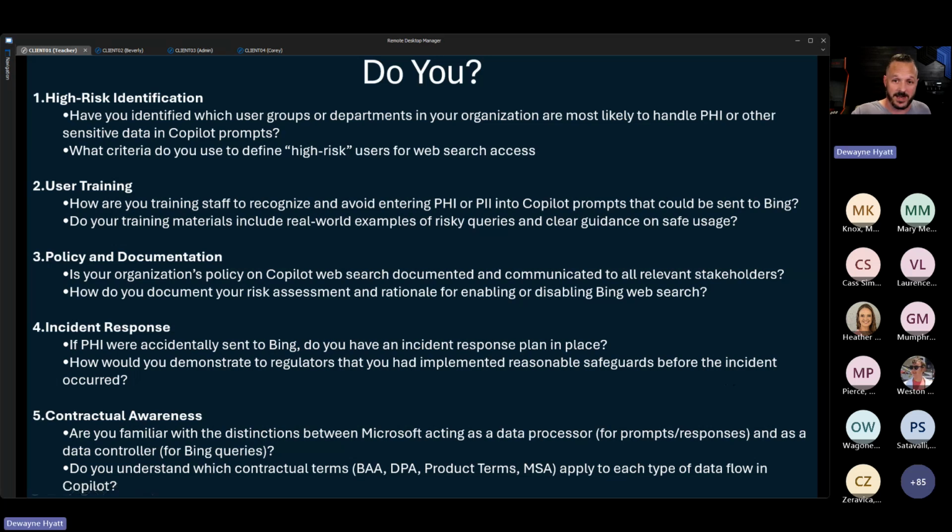Have you done user training so that people understand where they can and cannot put PHI? Because all of these things together might demonstrate reasonable and appropriate safeguards that your organization could have implemented to prevent any kind of exposure. You have policy and documentation available to everybody so that they can understand what they're allowed to do with which applications and which services. Are you monitoring DSPM for AI?